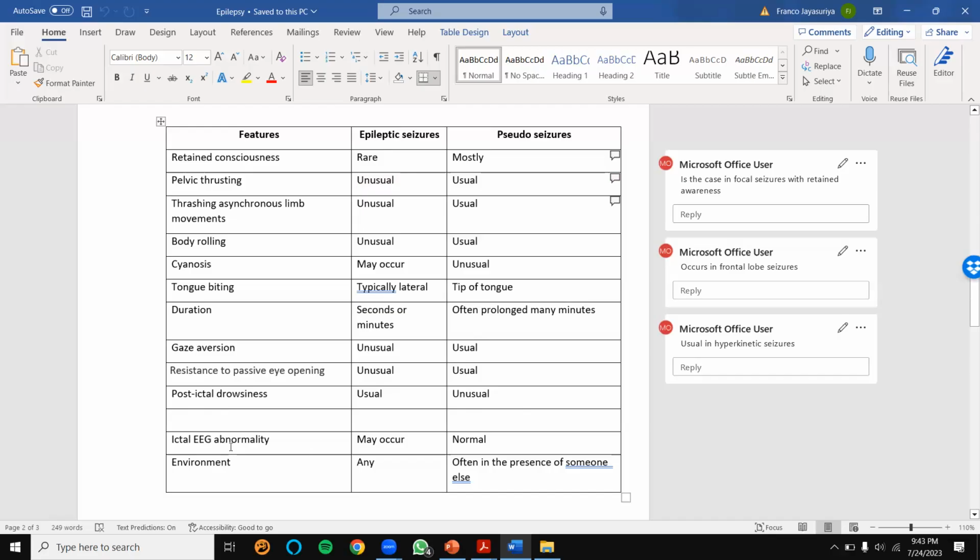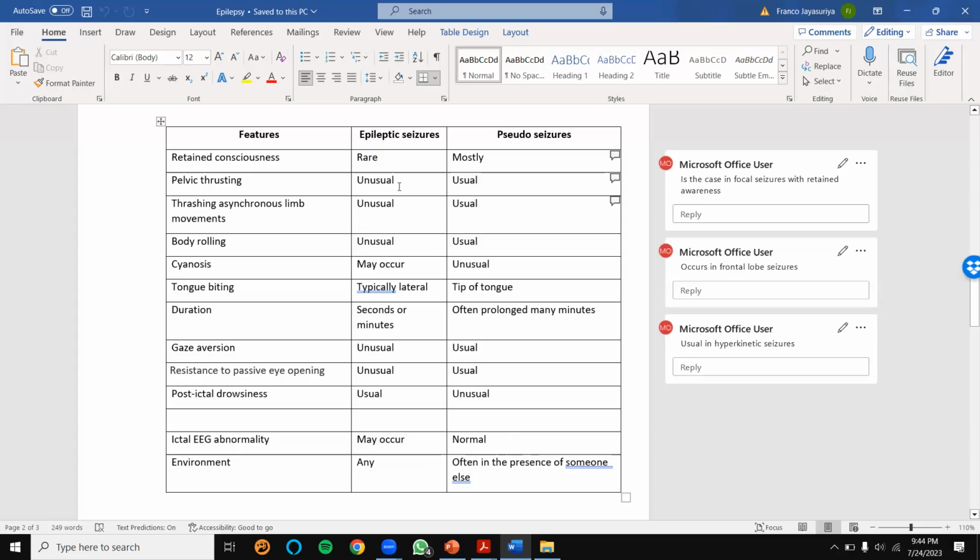Okay. Ictal EEG abnormality. So at the time of the seizure, if you do an EEG, in an epileptic seizure there may be some abnormalities. Okay. And I think EEG is not diagnostic of seizure or epilepsy. So there may be abnormality. Even though there are no abnormalities, you can't say that it's not an epileptic seizure. So we'll come to that when I discuss the investigations. In a pseudo seizure, there are generally no EEG abnormalities usually. So it's a normal EEG.